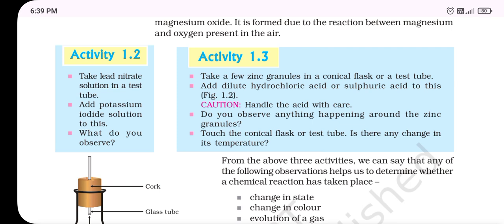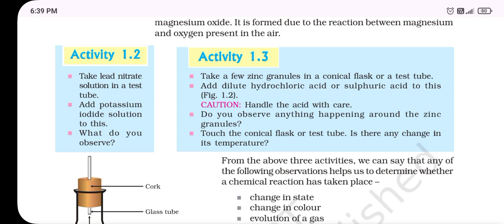Take the solution in a test tube and add potassium iodide solution to it, KI, potassium iodide. How is potassium iodide formed? Potassium and iodine, the iodide ion I minus, combine to form potassium iodide.